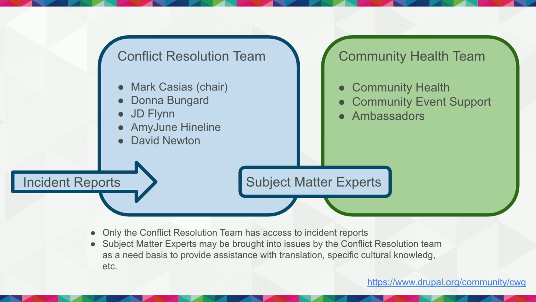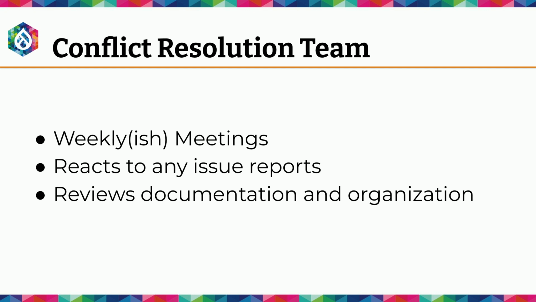And then we have the community health team, and they are the ones that go out there and kind of help, are proactive. They are the team that write the code of conduct trainings and set those up, and do more ambassador type stuff. So only the conflict resolution team has access to the incident reports, and we kind of keep it hidden. Everything else is public. Like I said, weekly-ish meetings. We try, but sometimes it just doesn't work out.